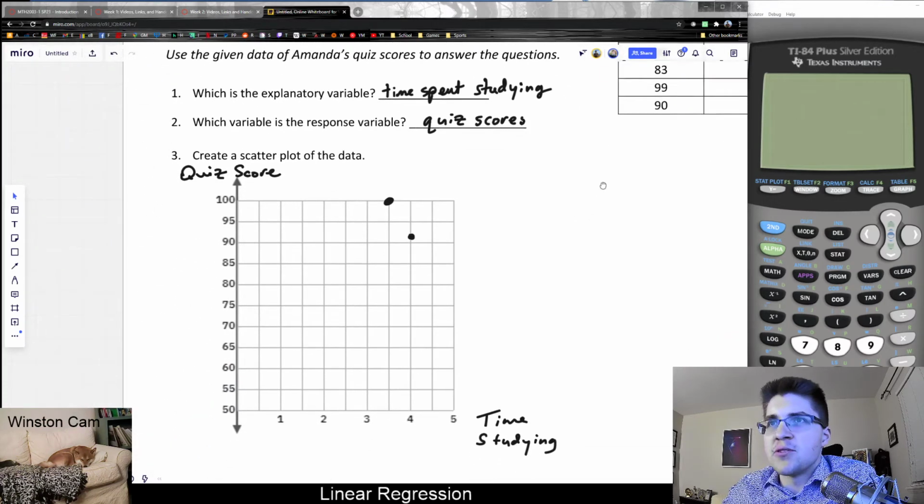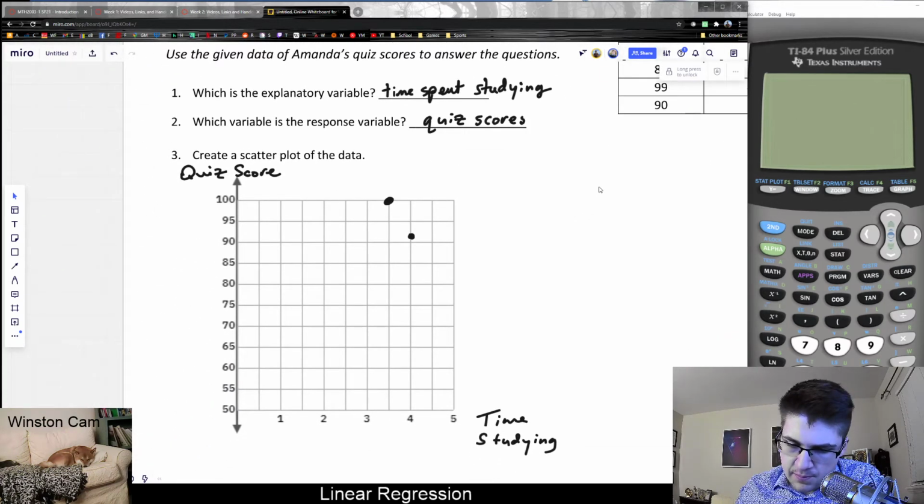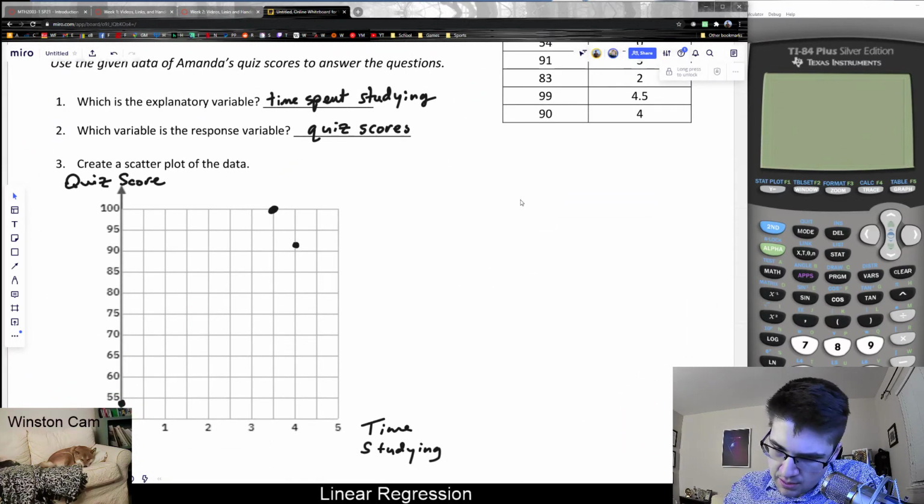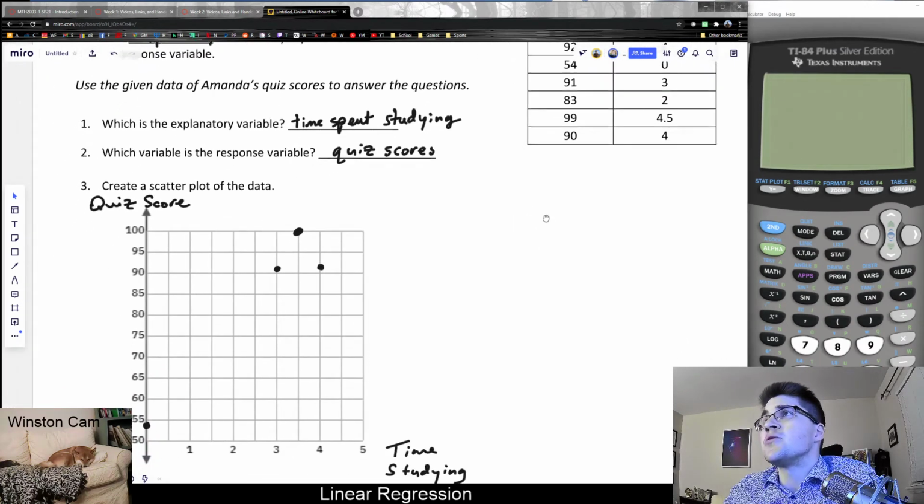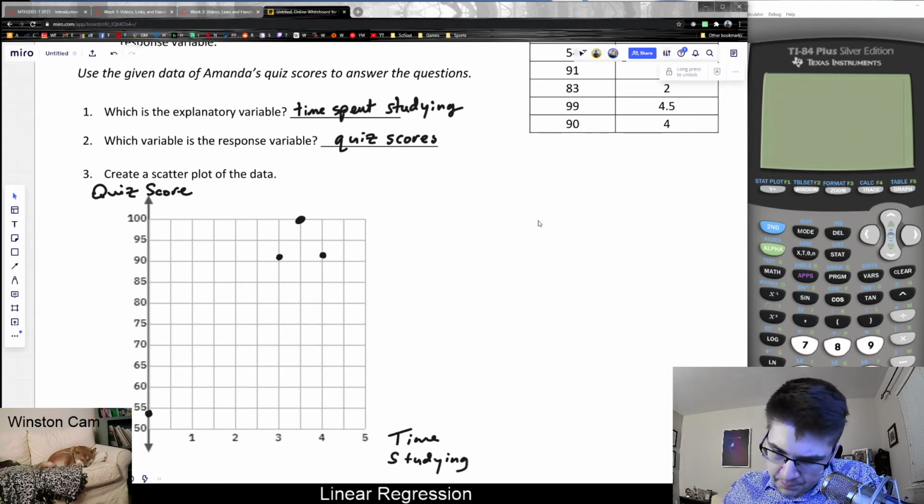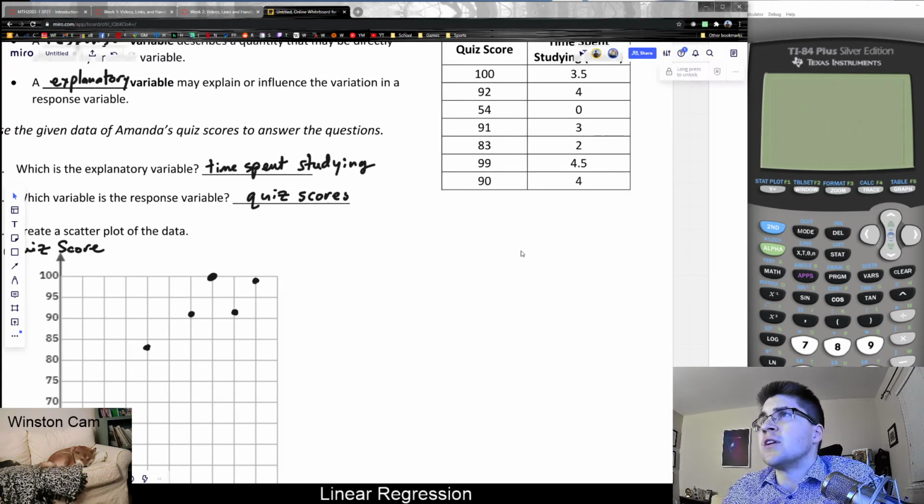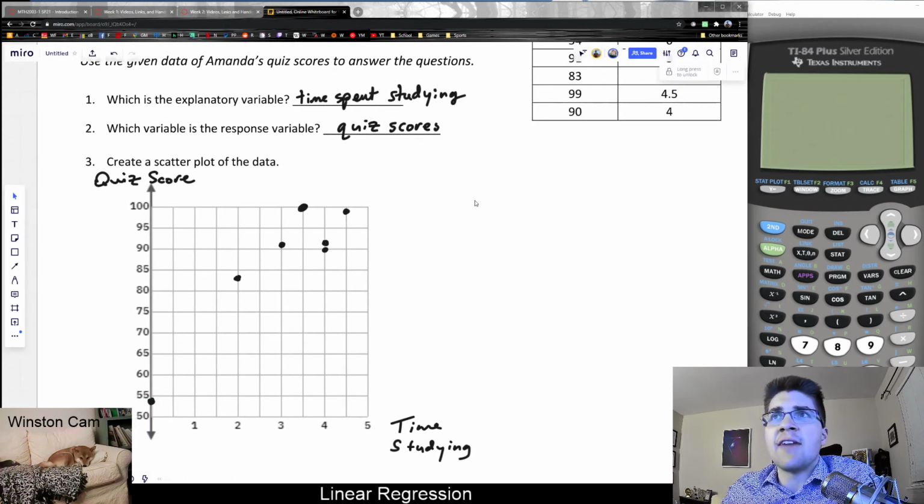She spent 0 hours studying when she got a 54. She spent 3 hours studying when she got a 91. She spent 2 hours studying when she got an 83. 4.5 hours studying for her 99. And 4 hours studying for her 90, which would be right about there as well. And there we have a scatter plot of the data.